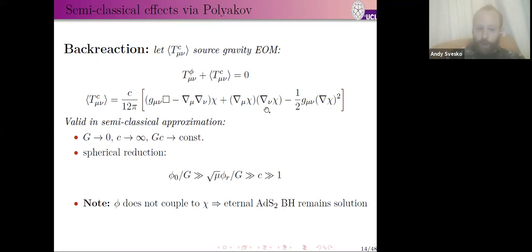One important thing here is that the auxiliary field chi and the dilaton don't couple. What this tells us is that the dilaton equation of motion doesn't change. That means the gravity solution that we found before is the same metric we had before. So the eternal AdS2 black hole is unaffected by including this backreaction. This doesn't mean that phi and chi won't depend on backreaction, but it just means we can work with the same black hole. This is another one of the reasons why JT gravity is particularly simple.